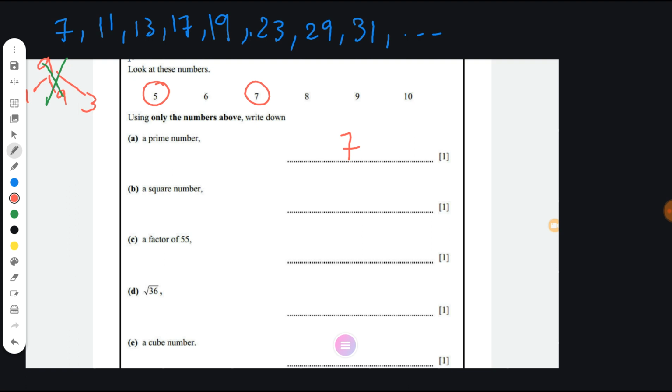A square number. What is the meaning of square number? A number that if we raise it to the power of 2, or indices of 2, gives you a square number. Like what? Like 3. If you put it to indices of 2, it will give you 9. So 9 here is a square number.